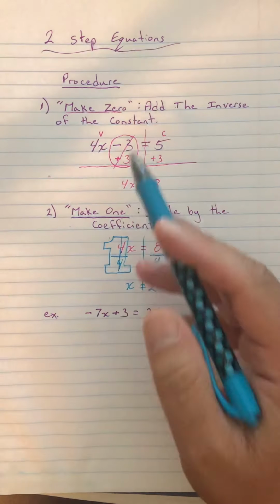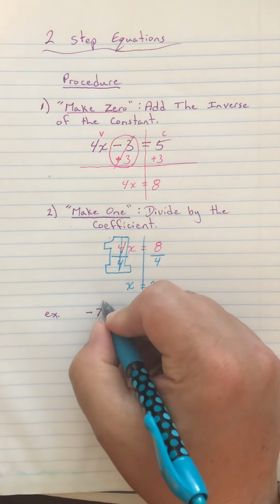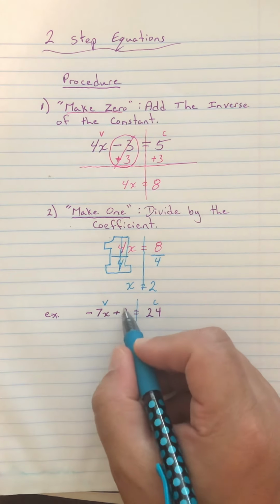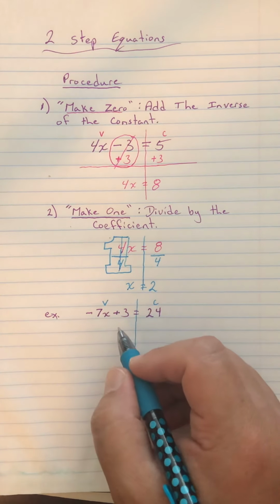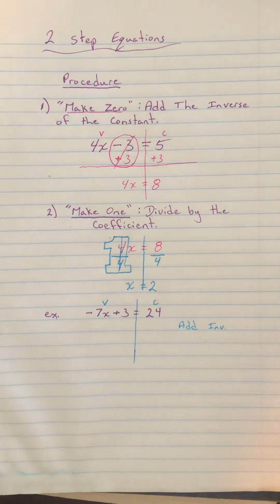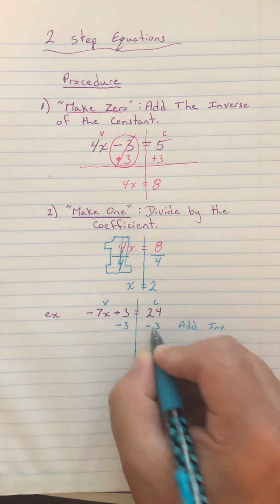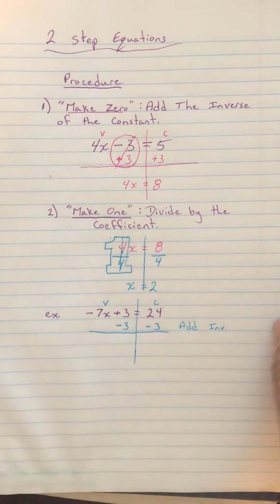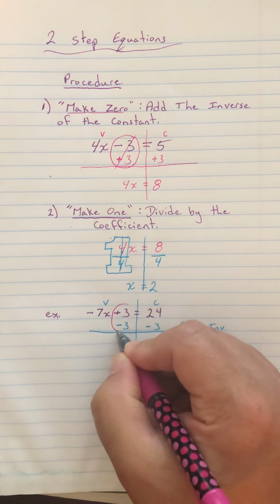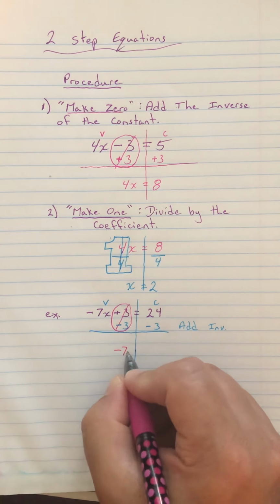All right, so step 1, we're going to make 0. We can draw our line to help us identify this is our variable side. This is our side for our constant. This positive 3 is in the wrong spot. So I'm going to add the inverse here. So I'm going to put negative 3 and negative 3. So these make 0, leaving me just a negative 7x.